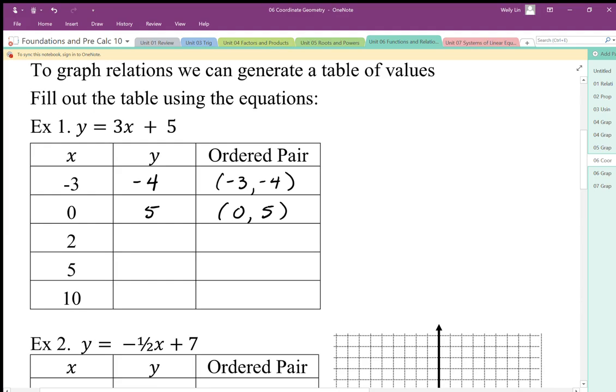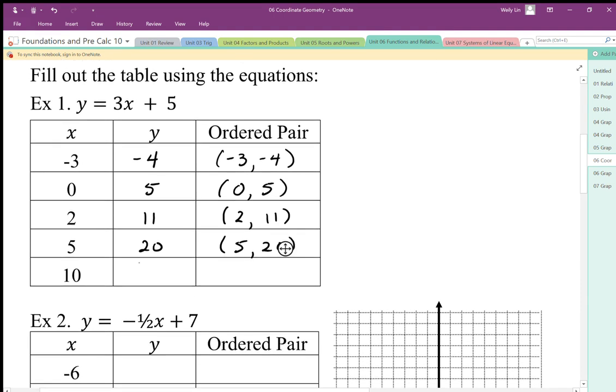Our input is 2, our output is going to be 11. We write this as an ordered pair, 2 and 11. Our input is 5, our output is 20. Our ordered pair then is written as 5 and 20. Our input is 10, our output is 35, so our ordered pair is X is 10, Y is 35.